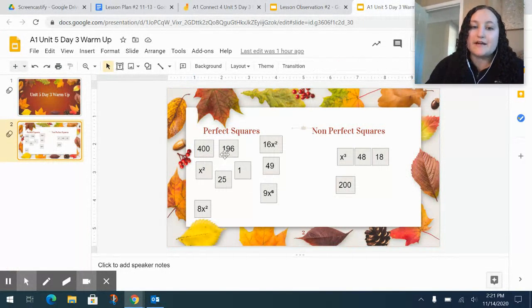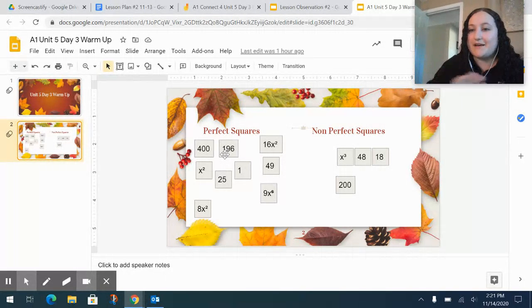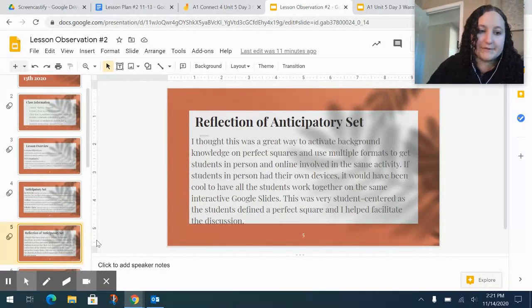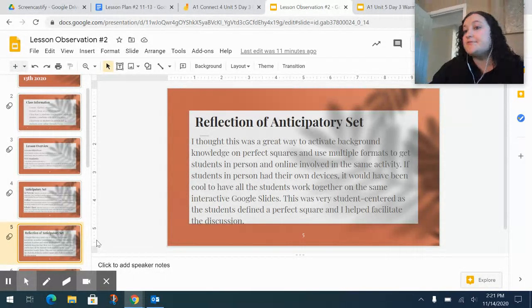So I was able to actually pull this up on the board for both the people in person and online could see, and I dragged things back and forth, made corrections, and discussed it there. So, my reflection, I thought this was a great way to activate the background knowledge of the students. They already knew what a perfect square was. And I also was able to use multiple formats to get students in person and online involved in the same activity about the same thing.